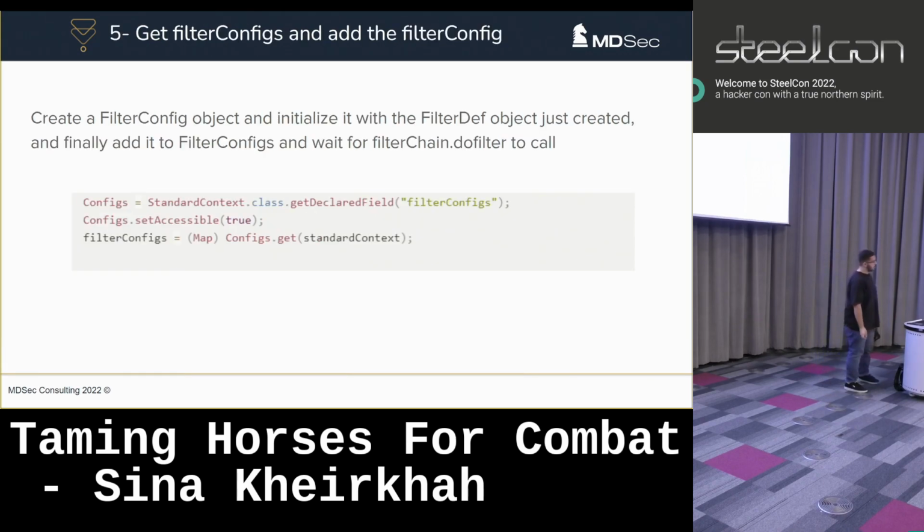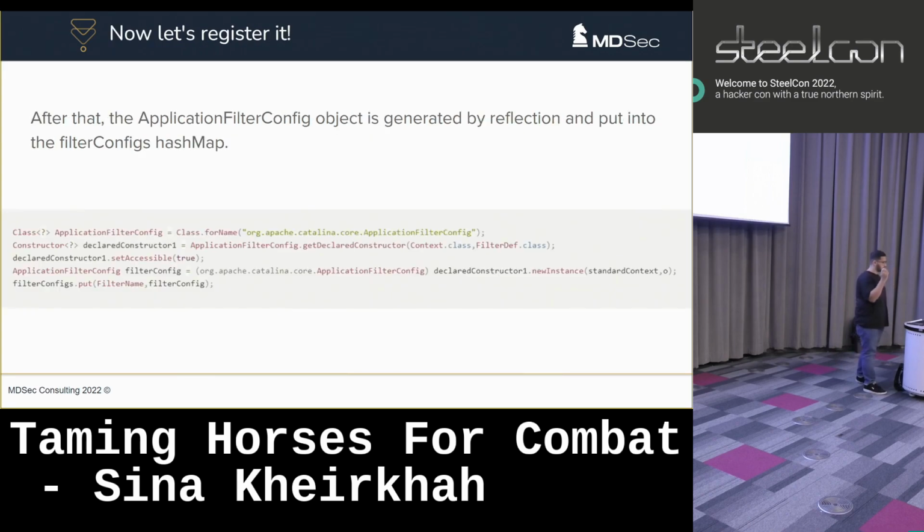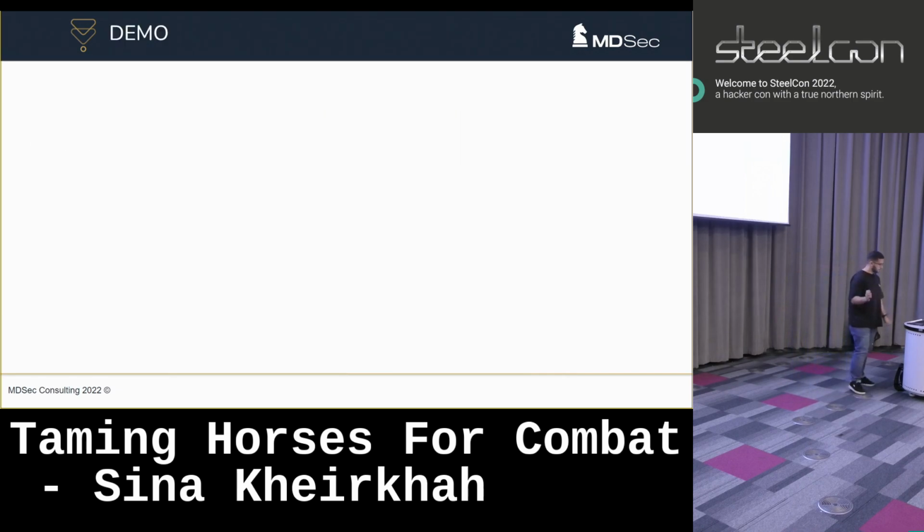And then at the end, we can add the malicious filter into the filter configs. The application config is generated by reflection and put into the filter configs hash map, which is maybe equivalent to the collections in .NET, which contains the list of all the currently active filters.